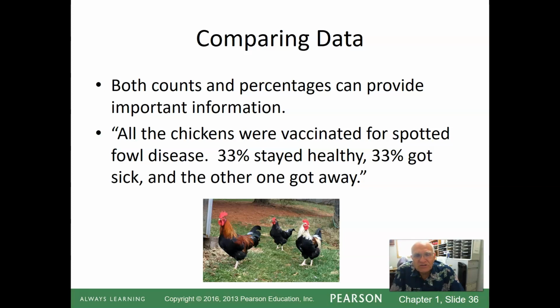This one shows an example that all the chickens were vaccinated for spotted fowl disease. 33% stayed healthy. 33% got sick, and the other one got away. Well, obviously, there's only 3 chickens here, but that would have been nice to know at the beginning before we started quoting percentages. All right, I'm going to stop right there.